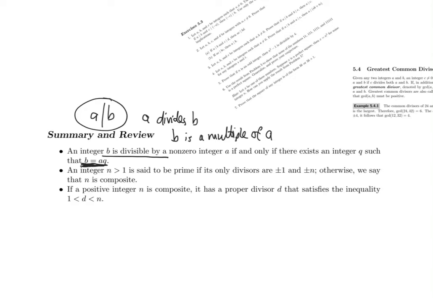Second big fact, aside from that big theorem, is if I have an integer n greater than 1, I call it prime if and only if its only divisors are plus or minus 1 and plus or minus n. If that's not true for n, we say n is composite. A proper divisor of a composite number satisfies the inequality 1 is less than d, which is less than n.